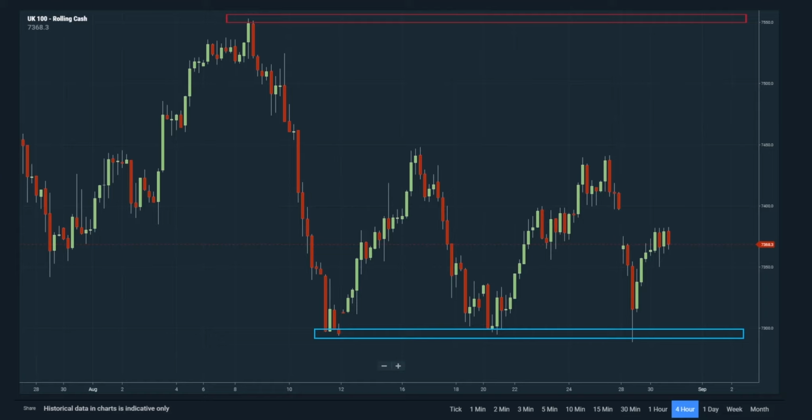And what happens with resistance? Is it just the same process, but with the price testing it from below?